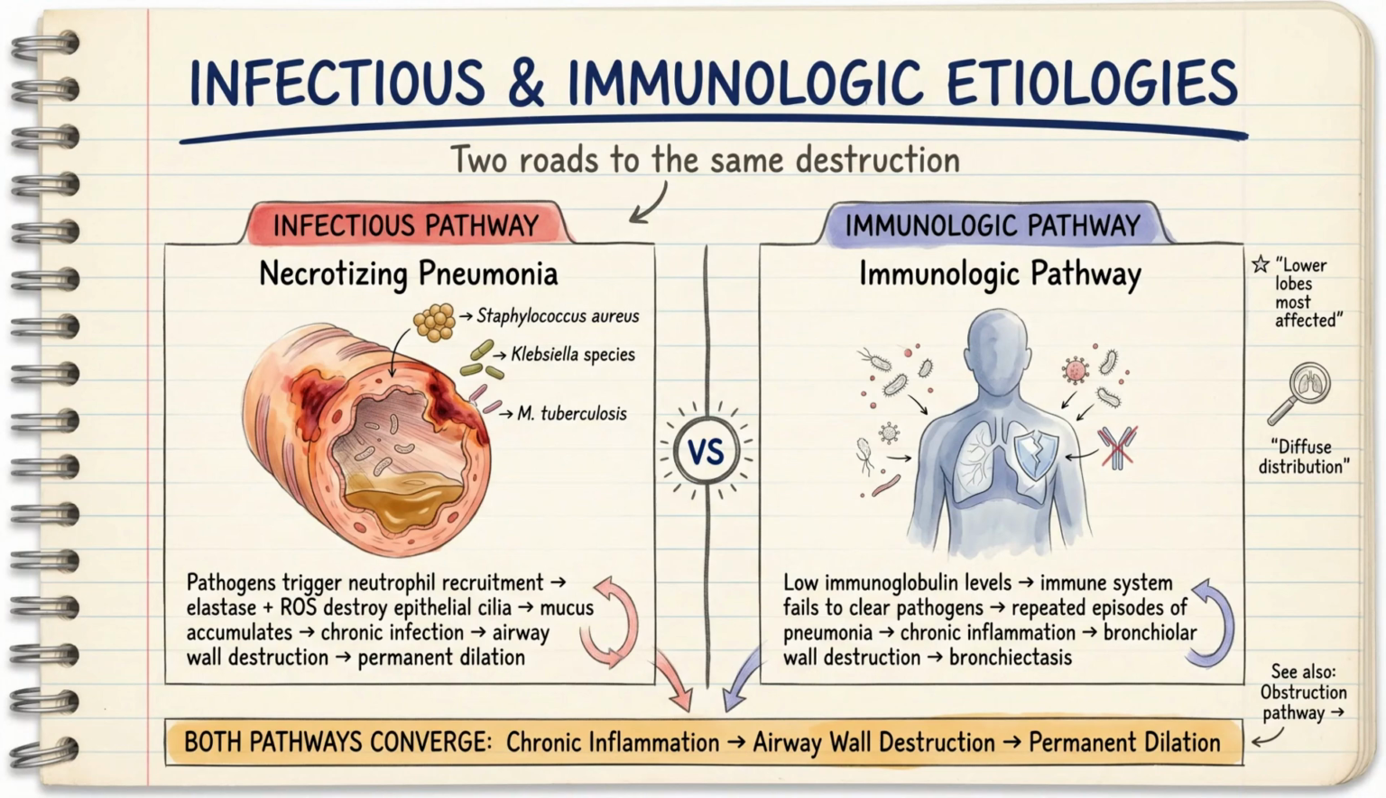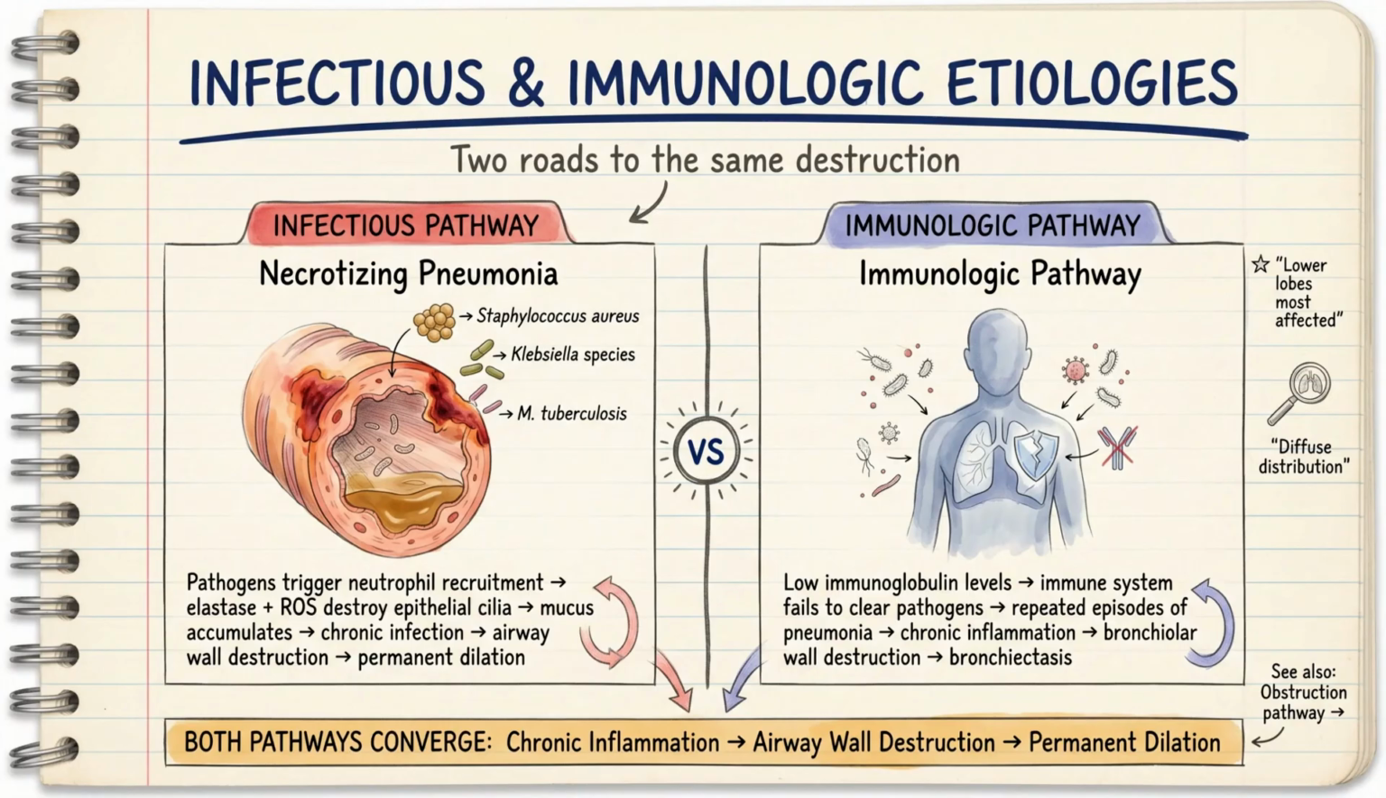Certain pathogens are particularly destructive. We are talking about Staphylococcus aureus, Klebsiella species, and Mycobacterium tuberculosis. Here is how the damage unfolds. These pathogens trigger a neutrophil recruitment response. Neutrophils arrive as first responders, and they release elastase and reactive oxygen species. Now, this is the key concept. That elastase is meant to fight bacteria, but it does collateral damage. It destroys the epithelial cilia, the smooth muscle, and the elastic tissue of the airway wall. Mucus accumulates, chronic infection takes hold, and the airway wall, deprived of its structural support, undergoes permanent dilation.